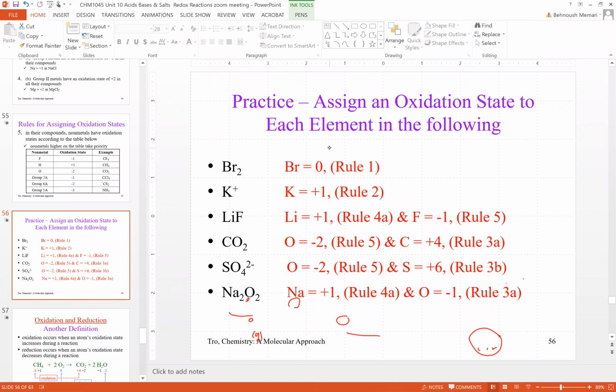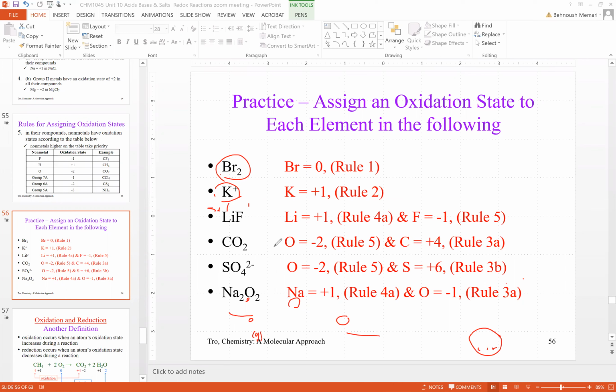Assigning oxidation numbers is just practice, so follow along with this practice. Element in free state: Br2 is going to be 0. A monoatomic ion's oxidation number would be equal to the charge. So that was the rule. Oxidation number for group 1A is +1. Oxidation number for fluorine is -1. So we know that for fluorine.